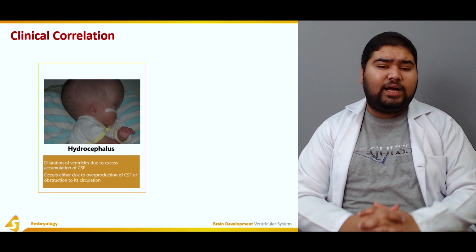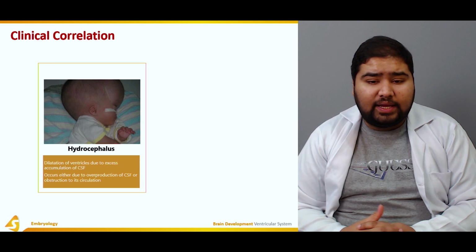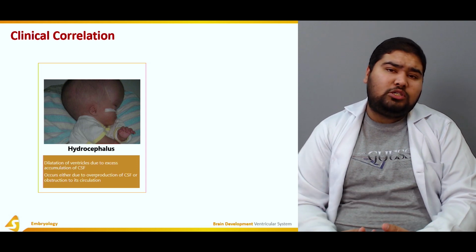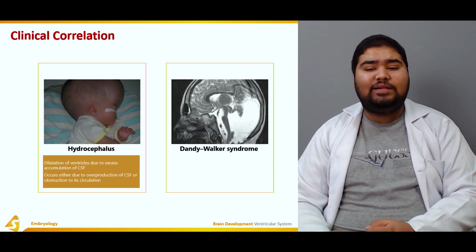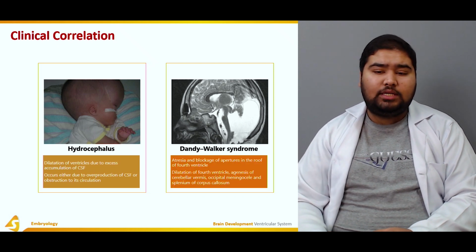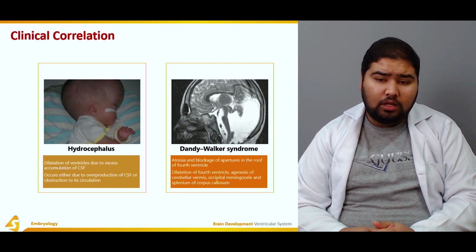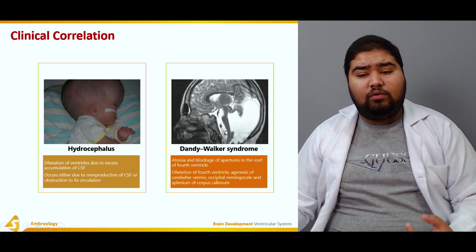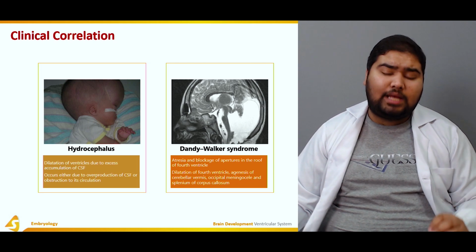The causes of hydrocephalus can be either overproduction or obstruction of its circulation. So there are two important causes: overproduction or obstruction of the flow. Then we have Dandy-Walker syndrome. So what happens in Dandy-Walker syndrome? There's atresia and blockage of apertures in the roof of the fourth ventricle. So in the roof of the fourth ventricle, there's blockage of apertures that would allow the leakage of cerebrospinal fluid into the subarachnoid space.